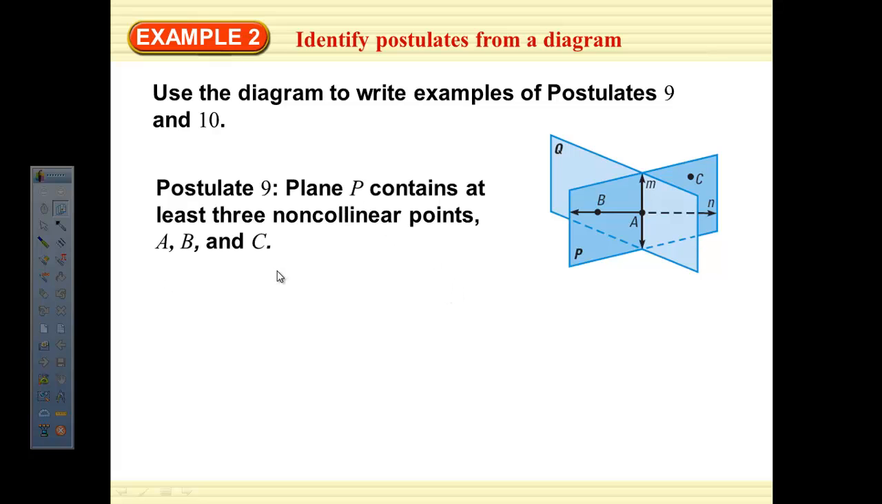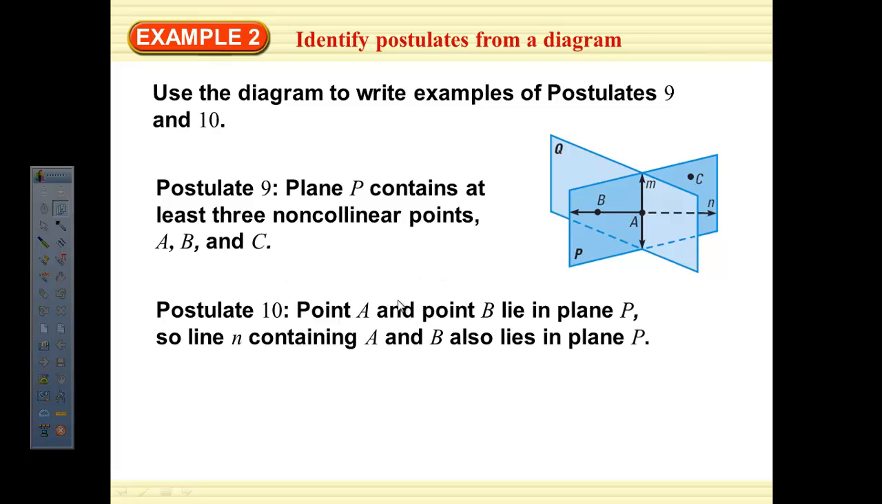So there's the first one. Plane P contains A, B, and C. And the second one, point A and point B lie in plane P, so line N containing A and B also lies in the plane.